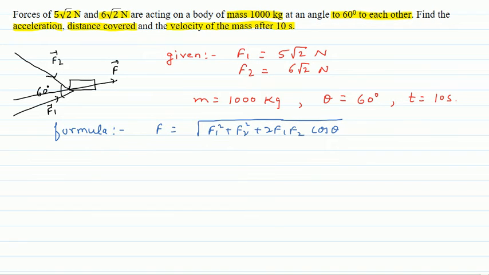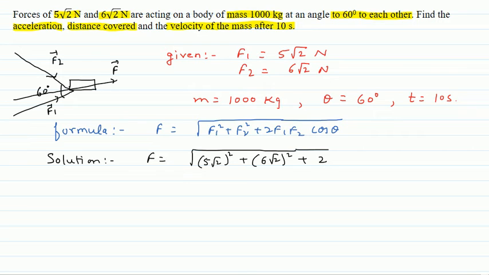Now we see the solution for this question. First we calculate the force. This is equal to under root (5√2) squared plus (6√2) squared plus 2 times 5√2 into 6√2 cos 60. Cos 60 is half. On solving this we get force equal to 13.49 Newton.